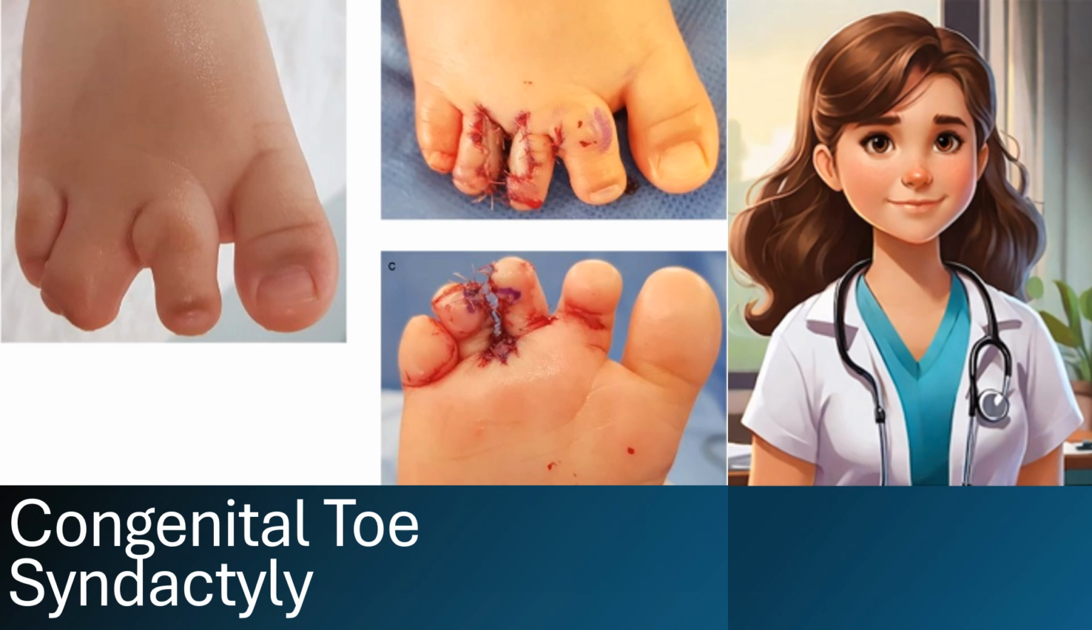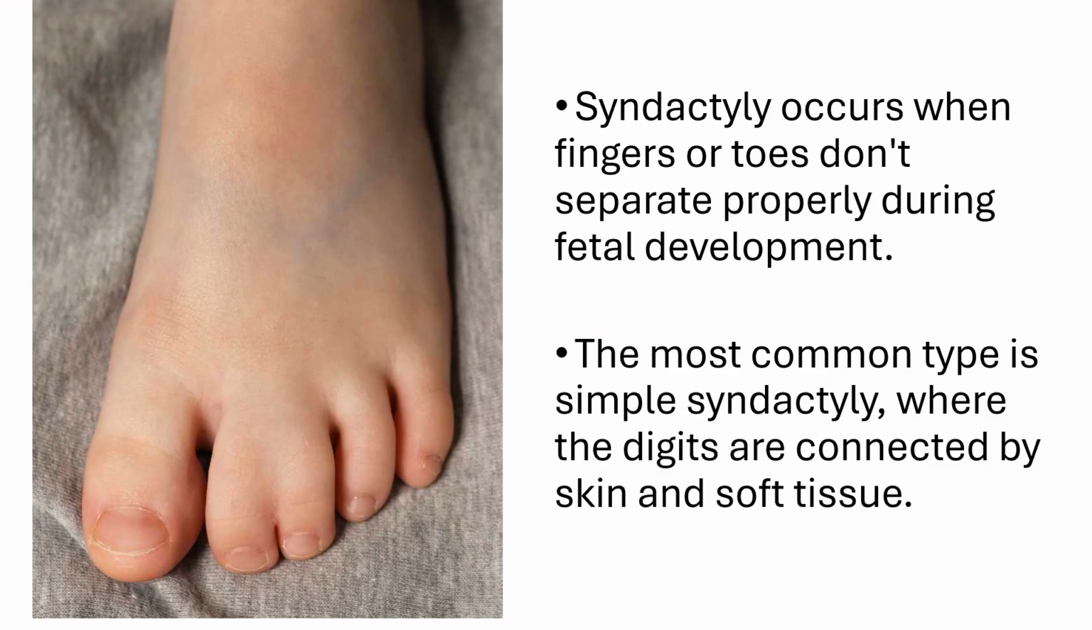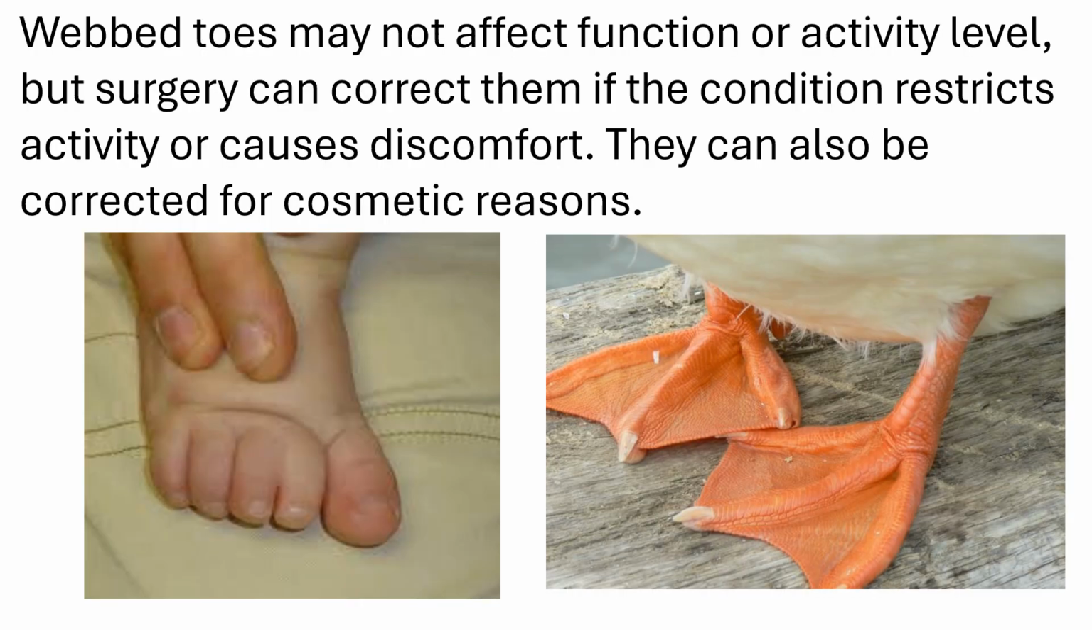Today we are going to talk about congenital toe syndactyly. It's also called web toes. Syndactyly occurs when fingers or toes don't separate properly during fetal development. The most common type is simple syndactyly, where the digits are connected by the skin and the soft tissue.